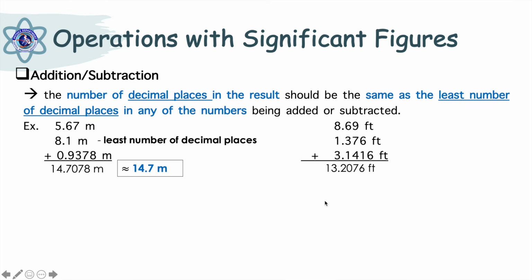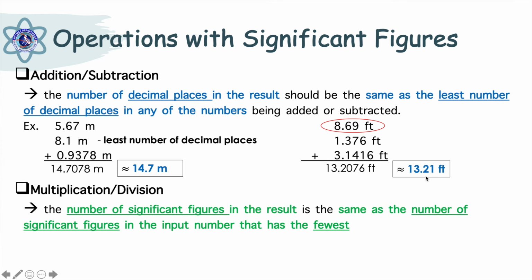Another example here. I have this one, the add gihapon. So, the answer would be, the least number of significant figure is this one. This has 2 after the decimal point. Again, I repeat, after the decimal point. So the answer would be 13.21 feet. Why 21? The adjacent side, ang tapad nga side sa 0 kay 7. So mag-round off ka. So mahimong 13.21 feet.